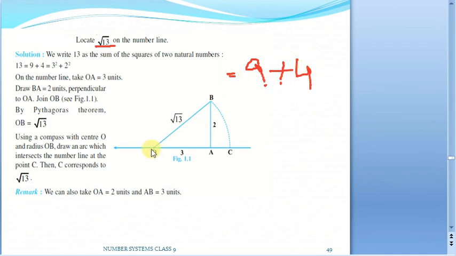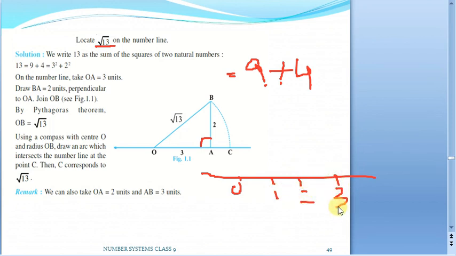But these are squares, right? So here OB square is equal to BA square plus OC square, because we assume a right angle here. On the number line, you take 0, 1, 2 and this is our 3, equally spaced. After 3, we take 2 units perpendicularly like this, and we join like this.